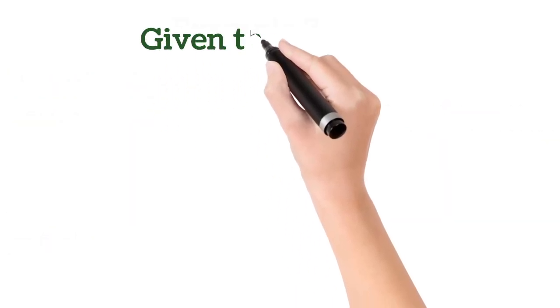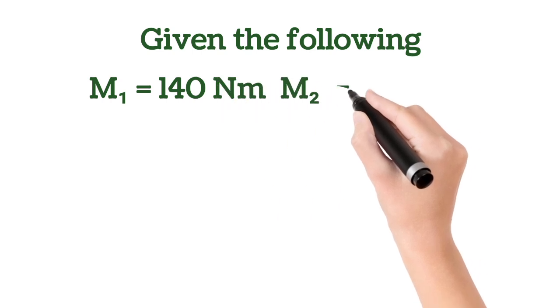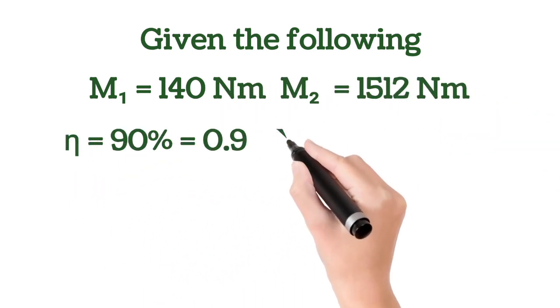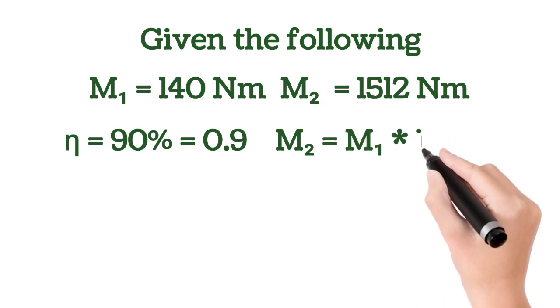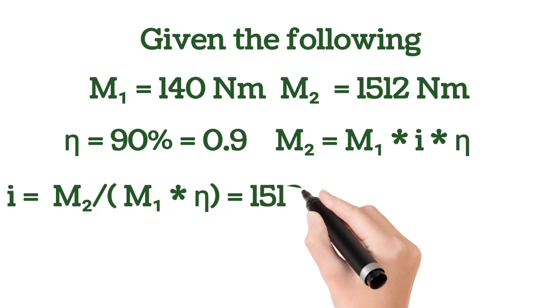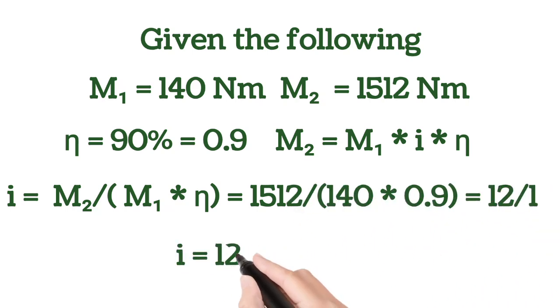Given the following M1, M2 and efficiency, M2 is equal to M1 times I times efficiency, making I subject of the formula, we have I is equal to M2 divided by all in bracket M1 times efficiency. Substituting the values, we have I is equal to 12:1.